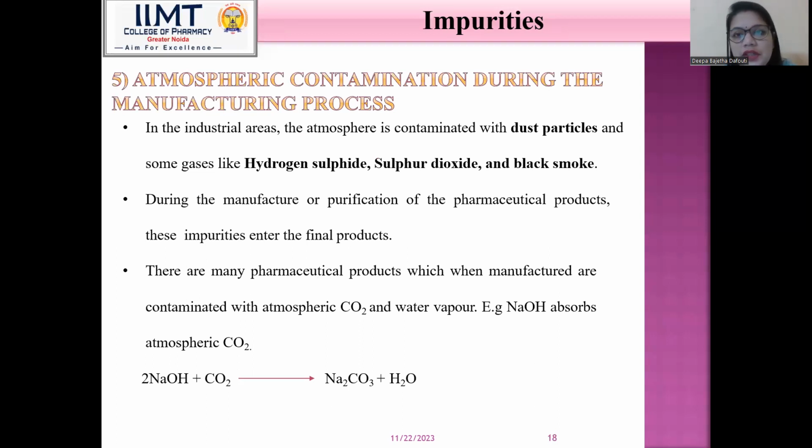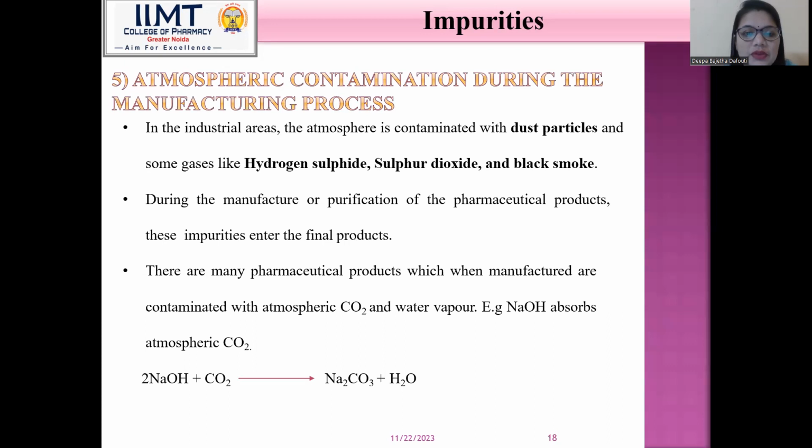What are the atmospheric contaminations during the manufacturing process? In the industrial area, the atmosphere is contaminated with dust particles and some gases like hydrogen sulfide, sulfur dioxide, and black smoke. During the manufacture or purification of the pharmaceutical product, these impurities enter the final product.